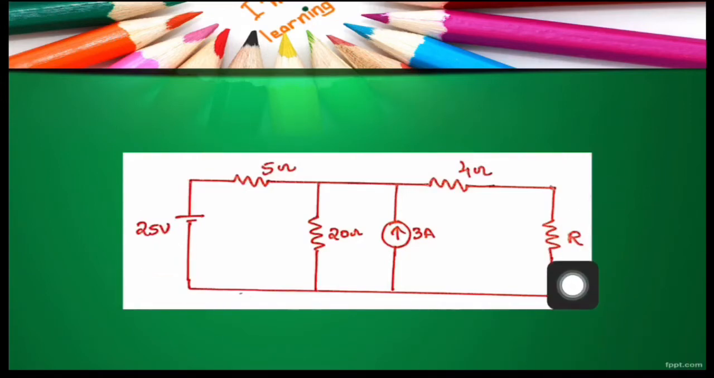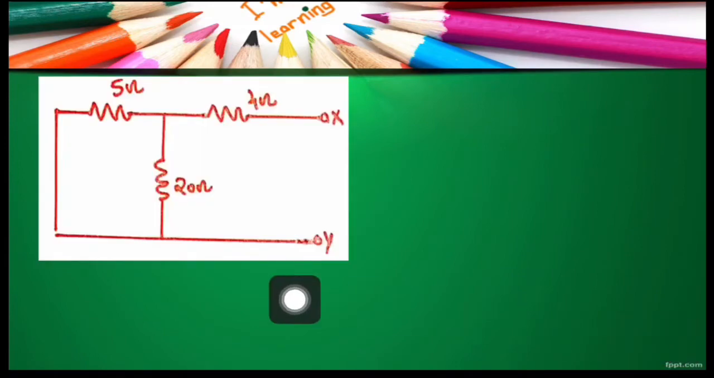Here this is our load terminals. We have to open circuit these terminals for calculating Thevenin equivalent resistance. Then we have a 3 ampere independent current source which should be replaced with an open circuit. Finally, a 25 volt independent voltage source and it should be replaced with a short circuit. After doing these modifications, we get a circuit like this. X, Y are the open circuited load terminals.